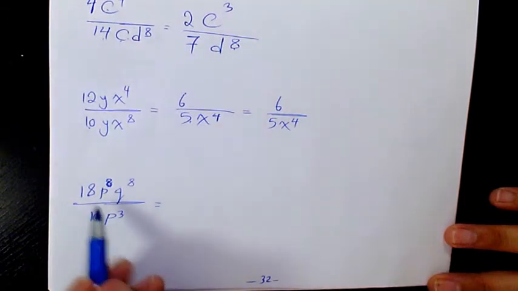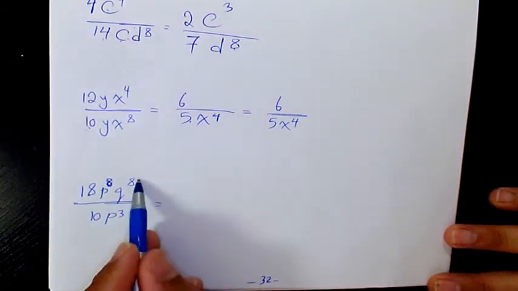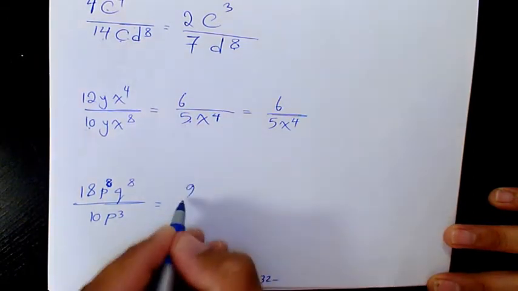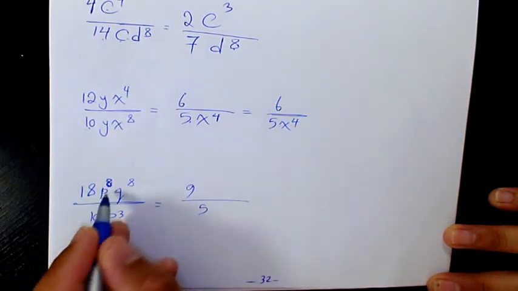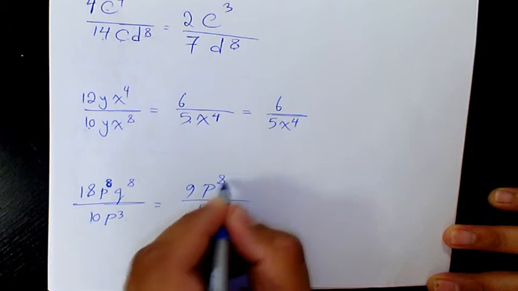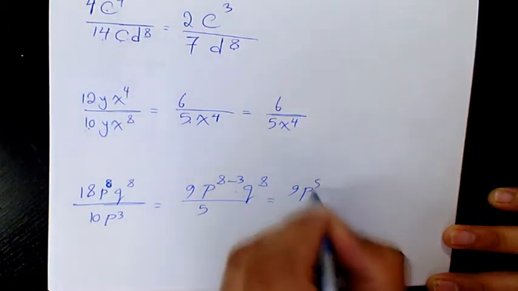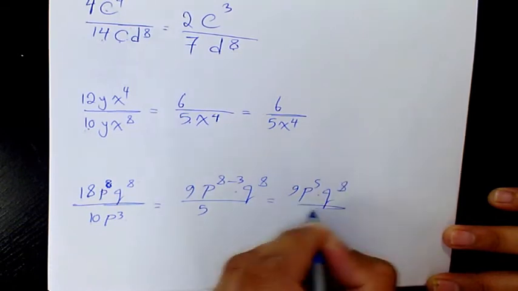Next one. 18p to the power of 8 q to the power of 8 divided by 10p to the power of 3. 18 and 10 is going to be 9 and 5. p to the power of 8 minus 3 is going to be p to the power of 8 minus 3, q to the power of 8. So it's going to be 9p to the power of 5 q to the power of 8 over 5.